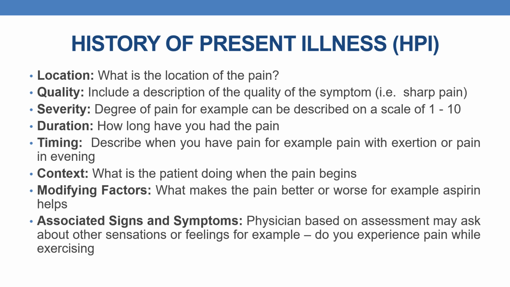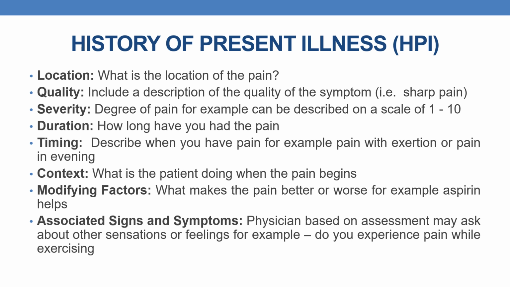Next is the quality. What is quality? Next element is quality. It includes a description of the quality of the symptom. For example, pain may be sharp. In some cases, there will be dull pain. In some cases, the pain is stabbing. The physician documents dull pain, stabbing pain, or sharp pain. So here sharp, dull and stabbing can be taken as quality.